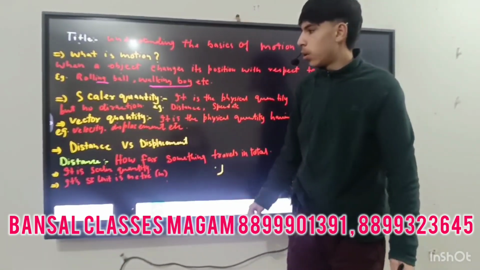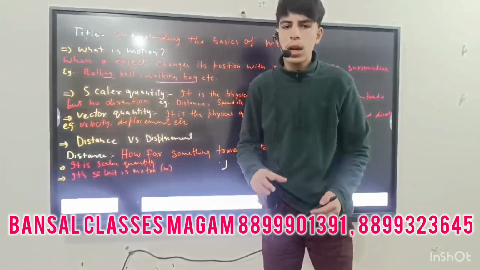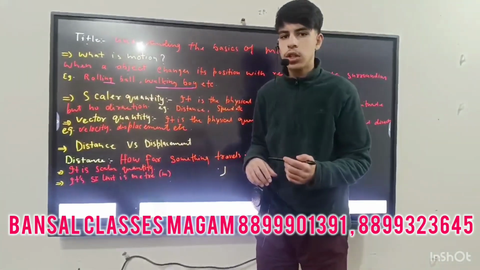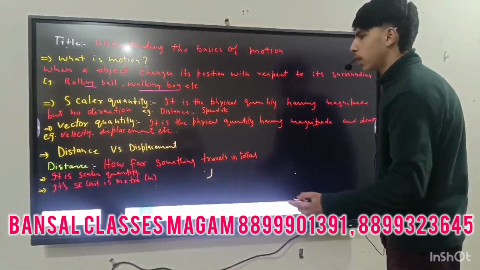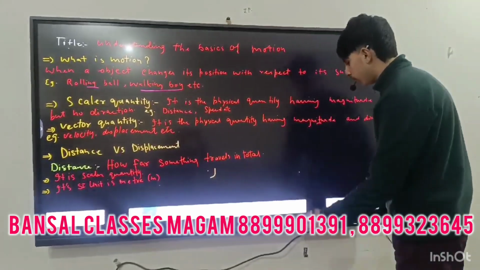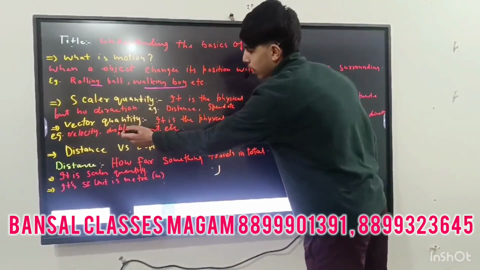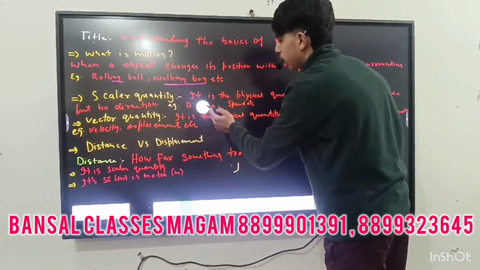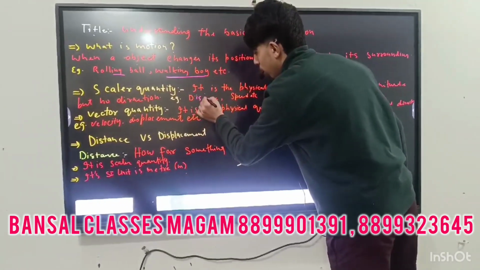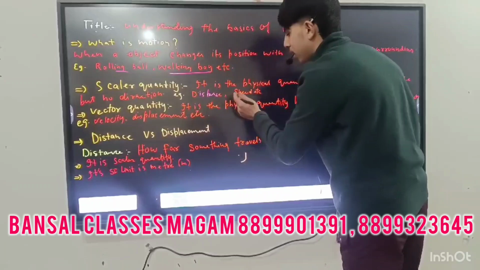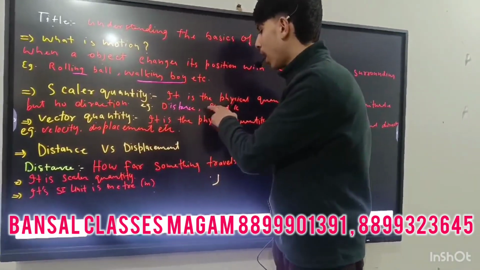Now I will tell you about two physical quantities. The first one is scalar quantity. It is the type of physical quantity which has magnitude but does not have direction. Let me explain here with an example so you can get a better concept of it. I have written some examples here also: distance or speed. I will give you some brief examples about distance and speed later on.